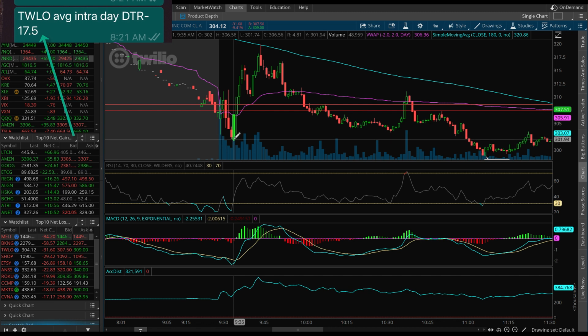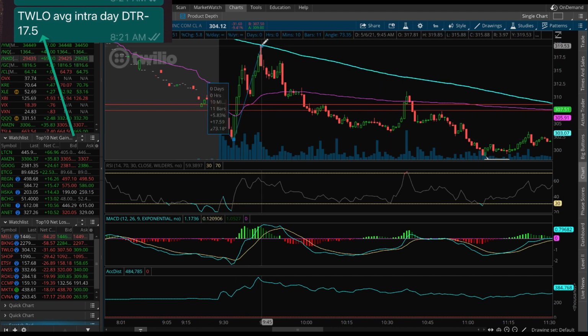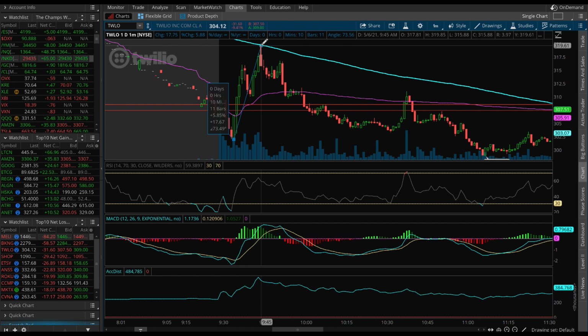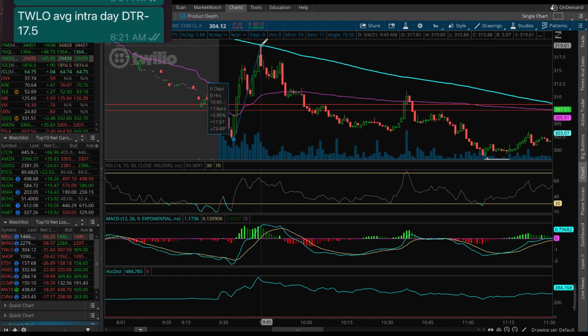So when it goes from 302 up to 319.5, guess what that is? It's a 17.67 point move. Now, what is the DTR? It's 17.5. So we know right now we just hit the daily trading range within 30 minutes. Okay, so that's the expected move for the entire day.